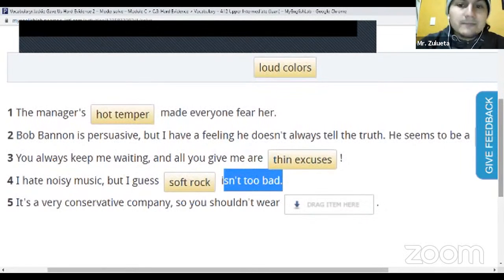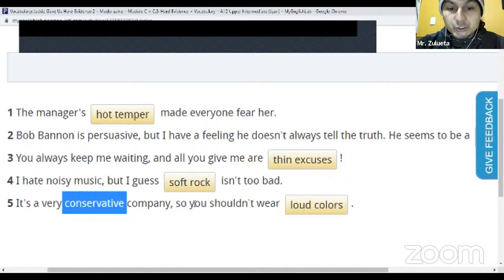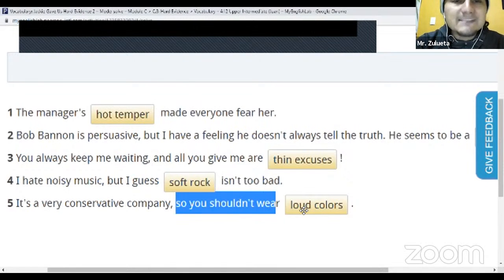Now, let me do number 5. We have too many misunderstandings with loud colors. So now let's see the actual meaning. This is mine. It's a very conservative company, conservative. So you shouldn't wear loud colors. Oh, that's basically the same in Spanish. For example, loud colors are not well seen in a funeral. Therefore we must go in black or colors that are not loud, okay?